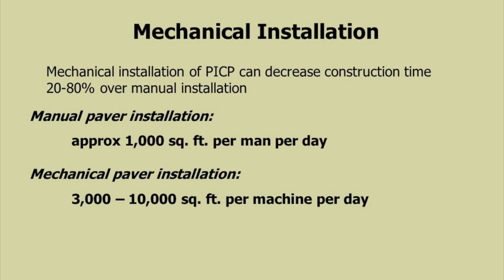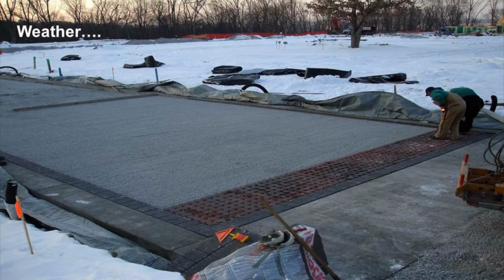And 1,000 square foot per man per day is going to be at the top end of manual paver installations. Typically it's about half of that. But we see mechanical installations go anywhere from 3,000 to 10,000 square feet per day per machine. We can lay them very fast. We can lay them in inclement weather, as long as the aggregate and gradations of materials are not frozen. And the nice thing about pavers is they're already cured in the plant, so you don't have to wait any time.